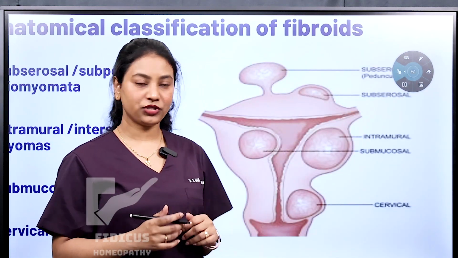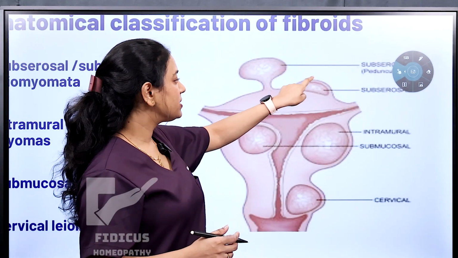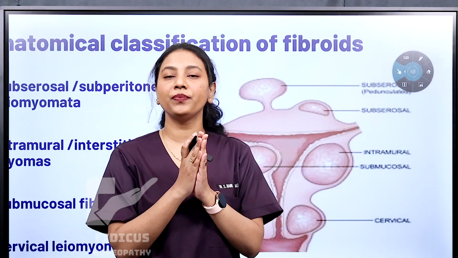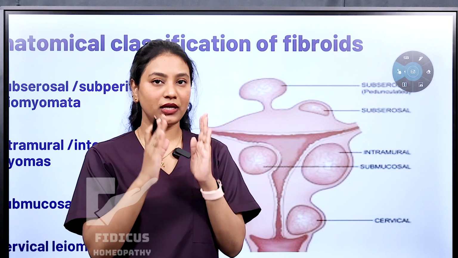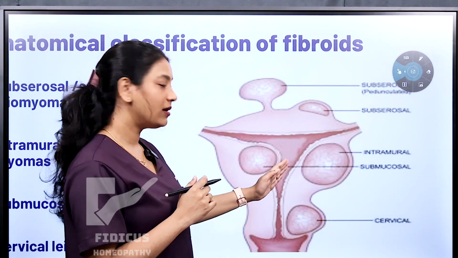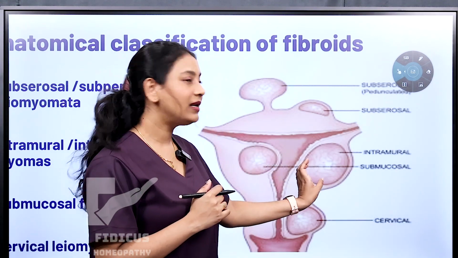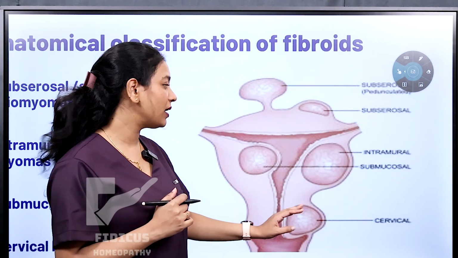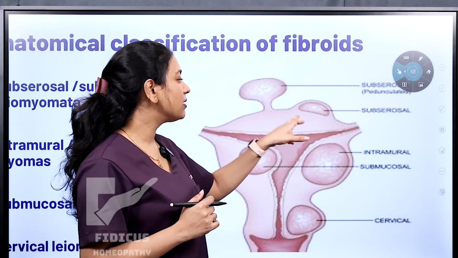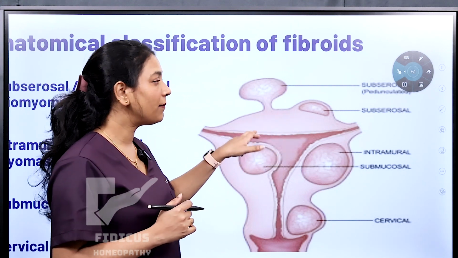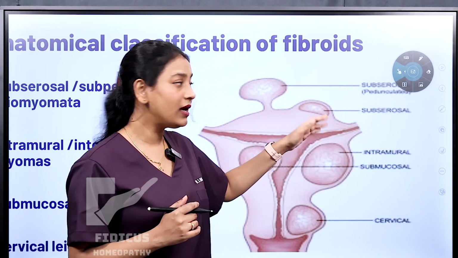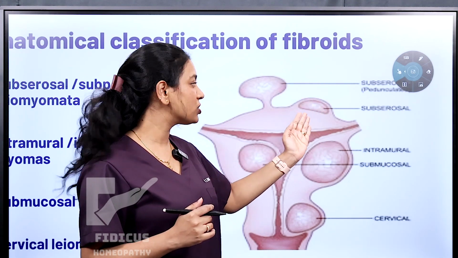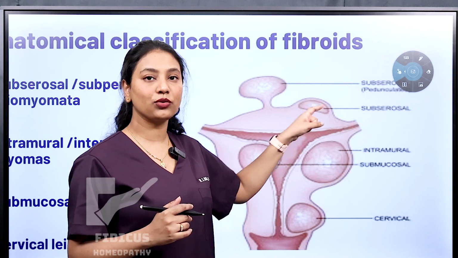As you can see in the picture, this is the subserosal type. So what is the subserosal type? As I already told you, the uterine cavity is lined by three layers. The innermost layer is called endometrium, the middle layer is called myometrium and the last layer is called perimetrium. The subserosal fibroid arises in the myometrium or the middle layer and it is pushed out into the perimetrium. Okay, it is pushed outside.